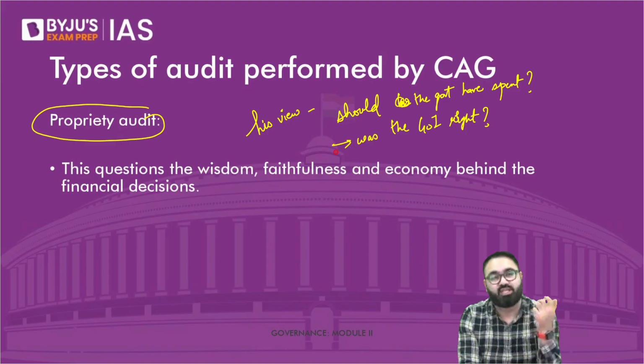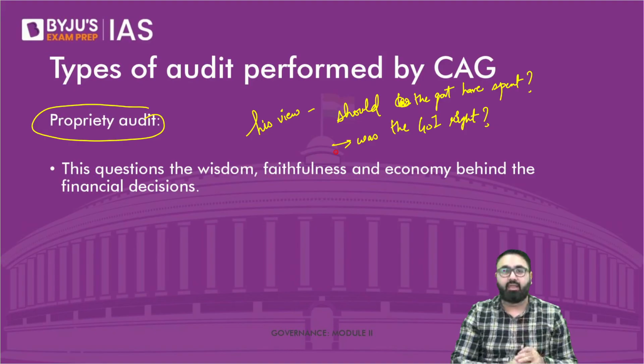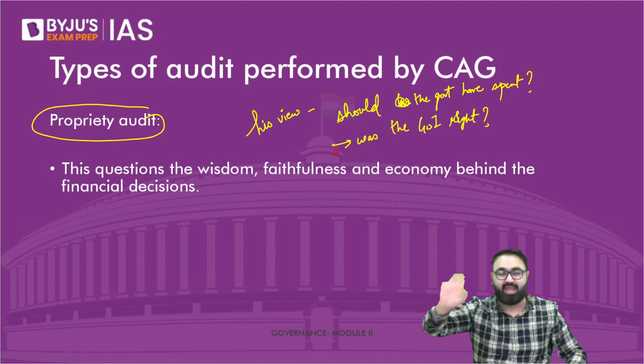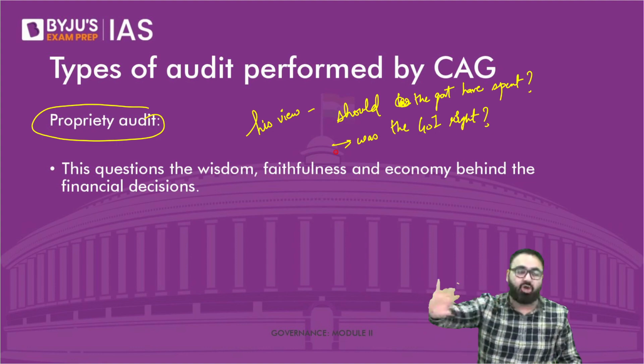that according to me, government should not have done this. I mean, who are you to say? For example, CAG should not say that according to me, the Parliament building was fine, why are they building a new one, I don't like it. That is called proprietary audit. Proprietary audit will not change anything. Remember this. It doesn't mean they will tell the government you should not have done this. They cannot stop it, because proprietary audit happens after the government has already spent the money.